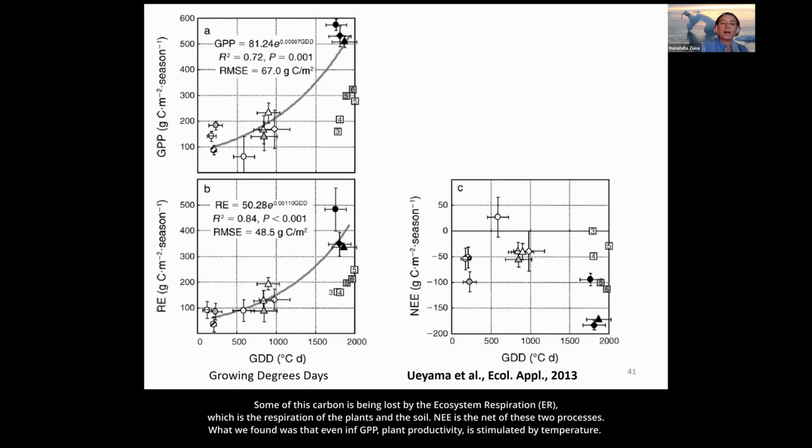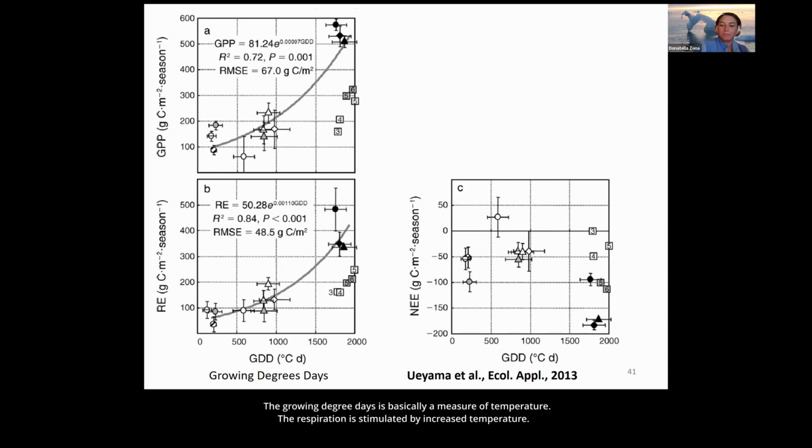So what we found was that even if GPP, so plant productivity, is stimulated by temperature, the growing degree days is basically a metric of temperature, and also respiration is stimulated by increased temperature. The net of these two processes, so the response of the net ecosystem exchange to growing degree days, is unclear. So we didn't find any relationships.